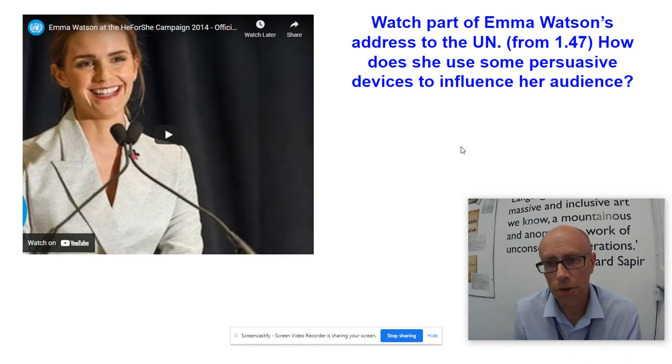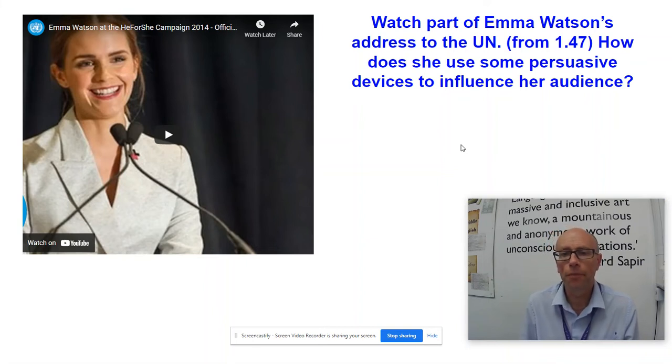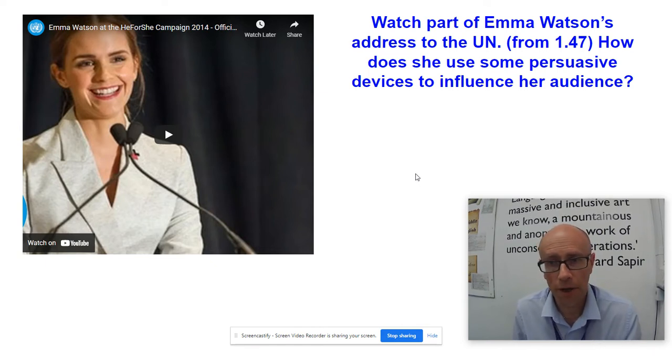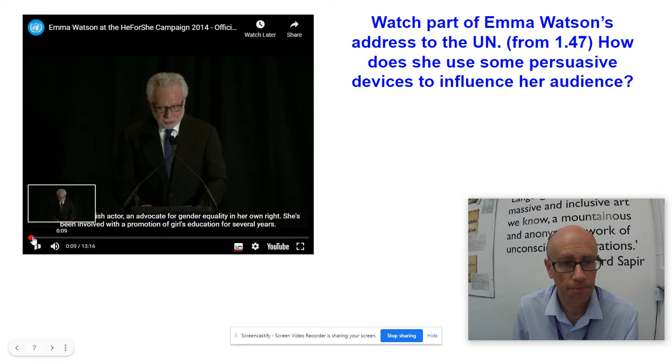Here's Emma Watson. You're going to watch part of Emma Watson's address to the UN. How does she use some persuasive devices to influence her audience? We like this because when we get students to write speeches, obviously those speeches have to be done in quite a formalized context, because most of the time people don't usually write out word for word their speech and read it. So it's only really in the most formalized contexts does that happen. So this is what's happening here, where Emma Watson is addressing the UN. So how does she use persuasive devices to influence her audience? Let's have a listen.